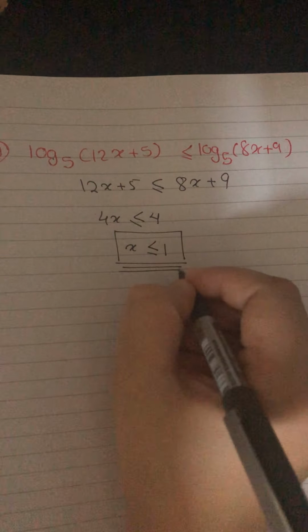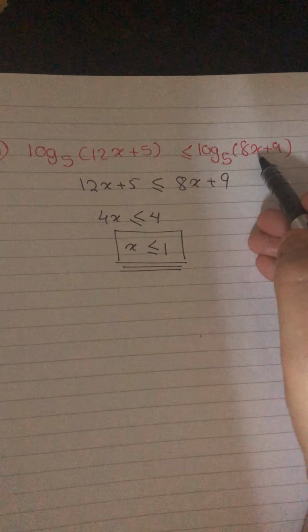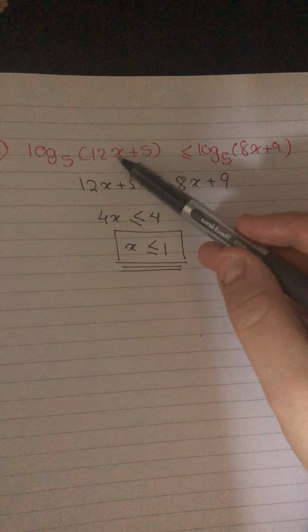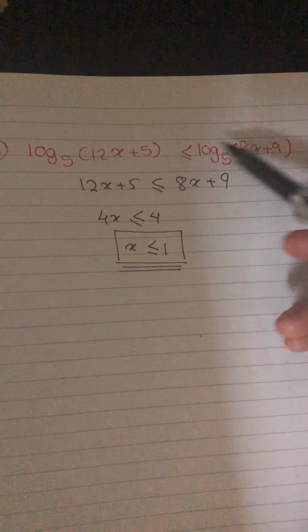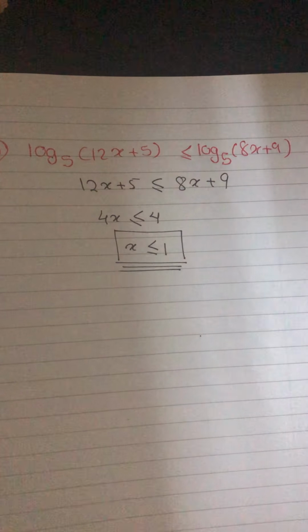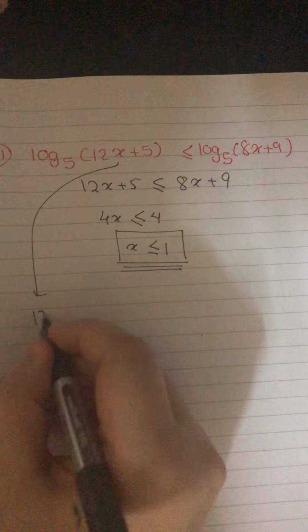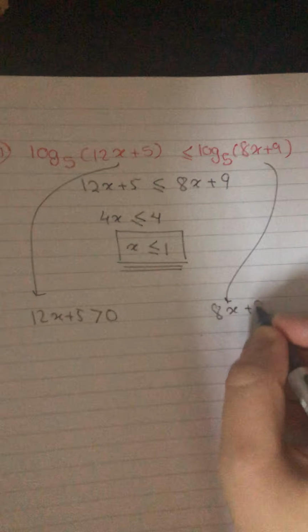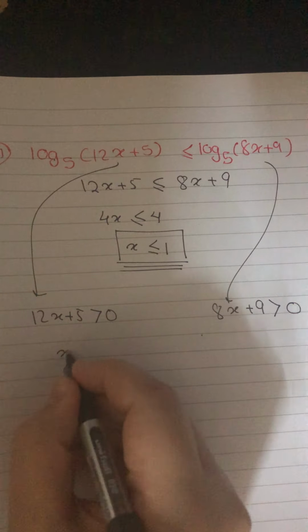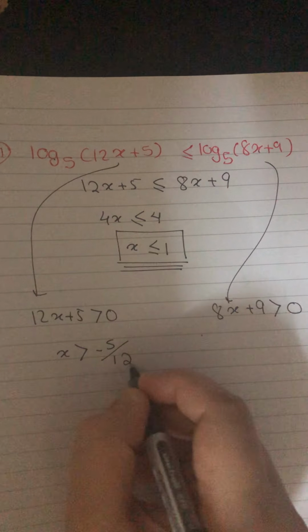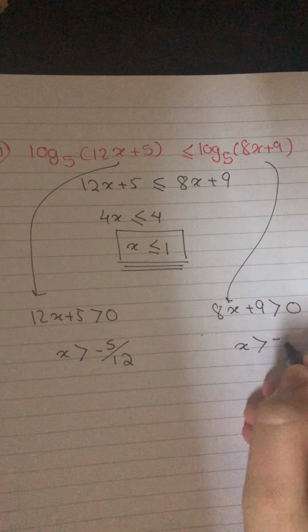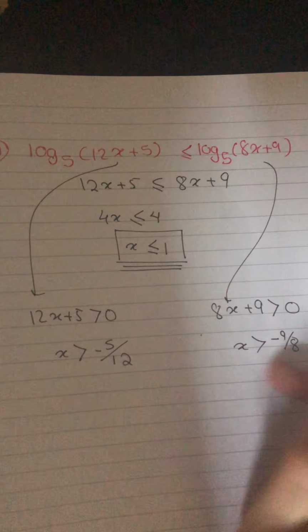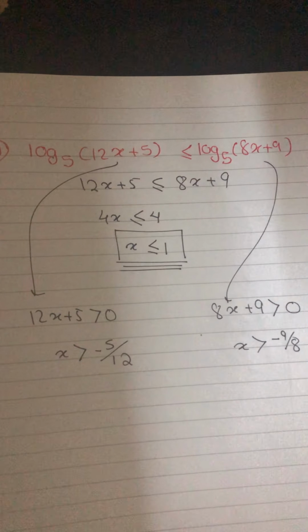Am I safe? If I put a negative number over here, for example, let's say I put a negative 2, I'm gonna get negative. And over here, I cannot proceed with negative numbers because x's are positive over here. So I'm gonna say then 12x plus 5 has to be greater than 0, and the 8x plus 9, just to keep myself safe. So this one will be x greater than negative 5 over 12, and this one x greater than negative 9 over 8. Definitely this is bigger than this because this is 1 point something, but this is negative 5 over 12.